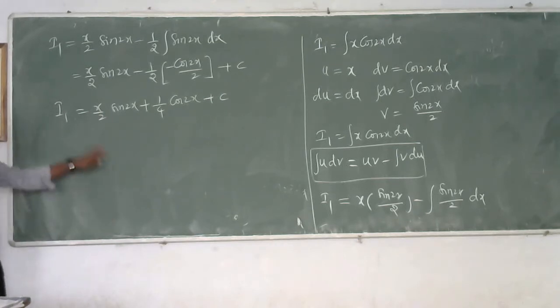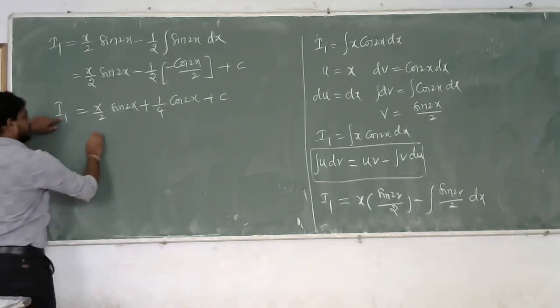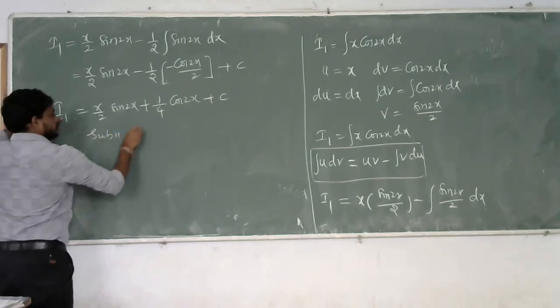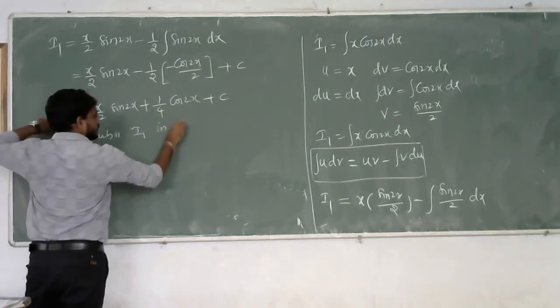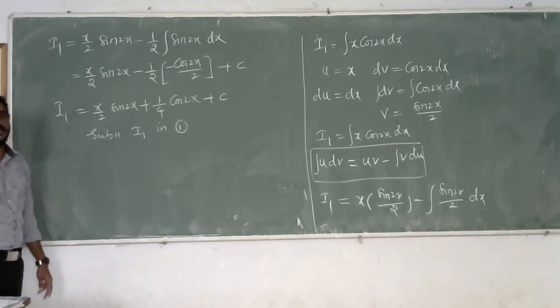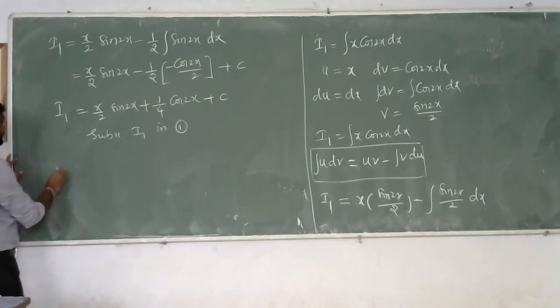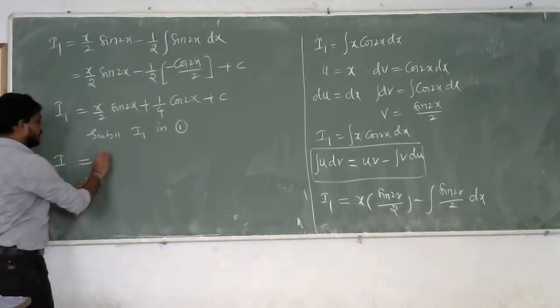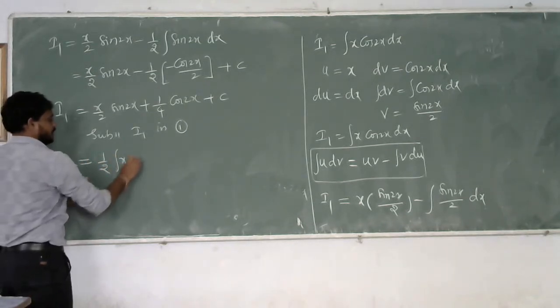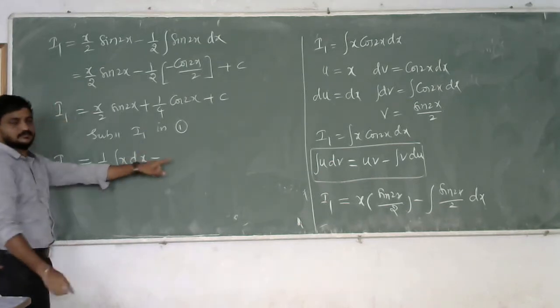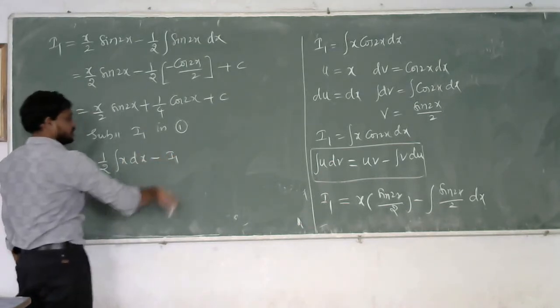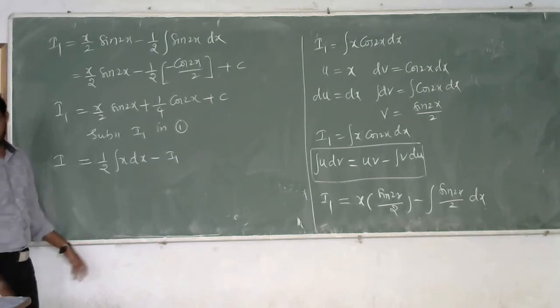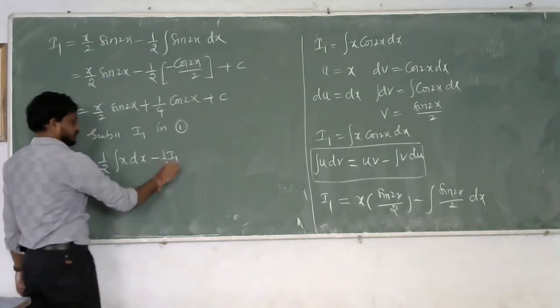So that is which value? I1 value. Right? So let us substitute this I1 value. Substitute I1 in equation number 1. Okay. So what is equation number 1? I equals 1 by 2 integral x into dx minus 1 by 2 I1. Right?